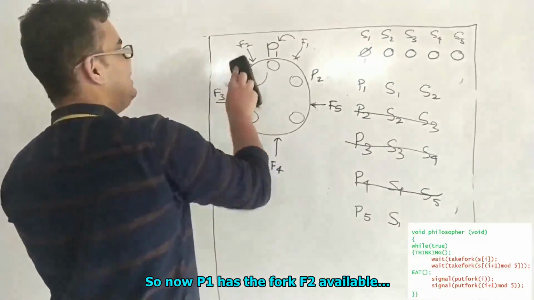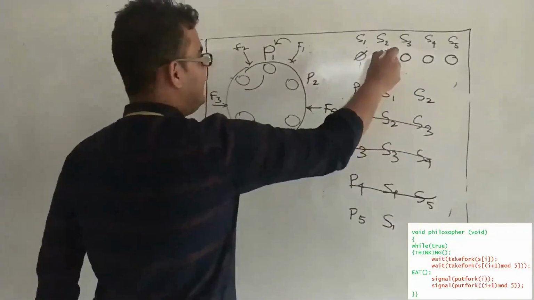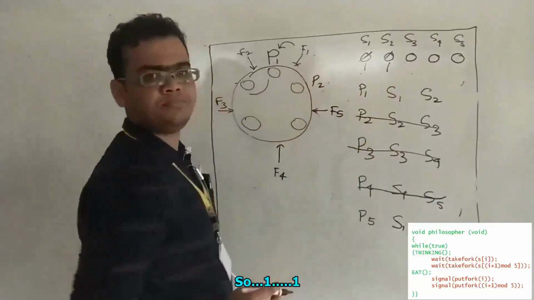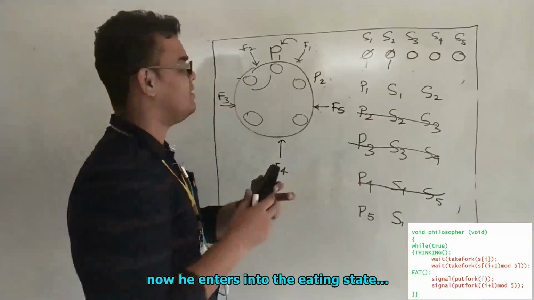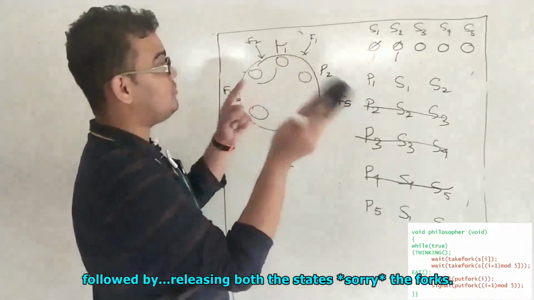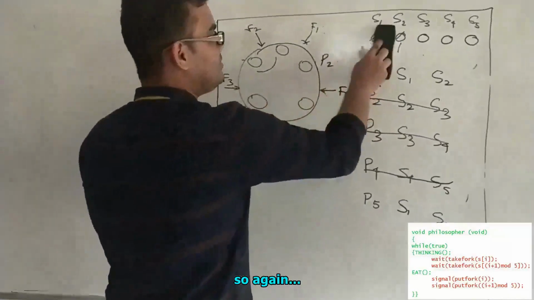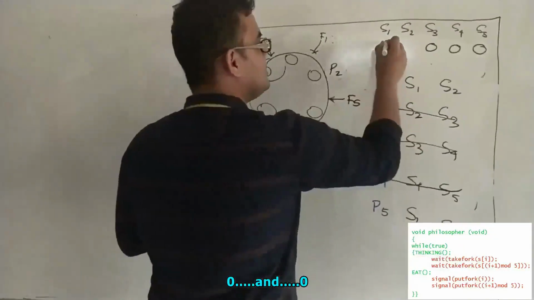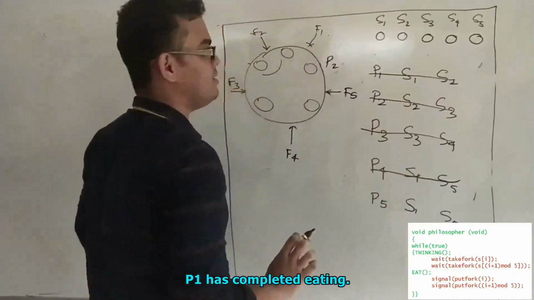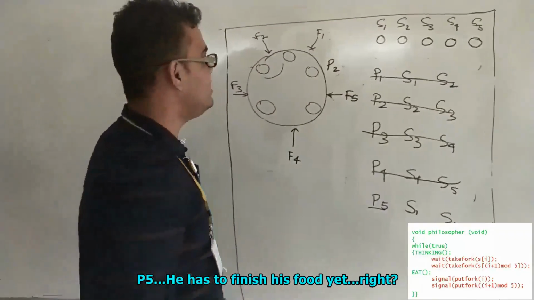Now P1 has the fork F2 available, so he takes the fork S2, so 1 and 1. Now he enters the eating state, followed by releasing both the forks. Now P1 leaves the table, so again 0 and 0. Now P1 has completed eating. So who else is waiting? P5. He has yet to finish his food, right?